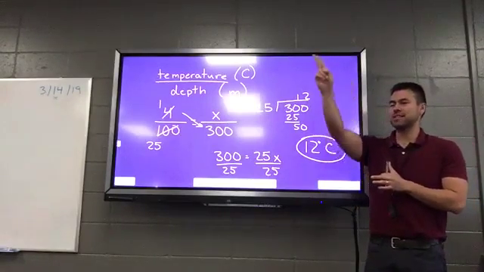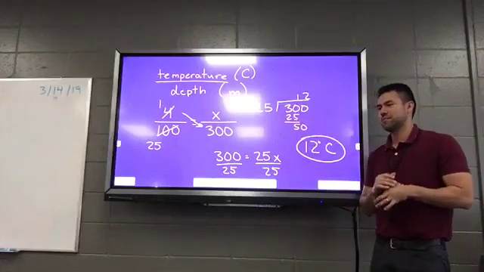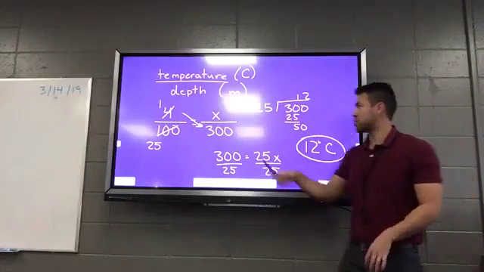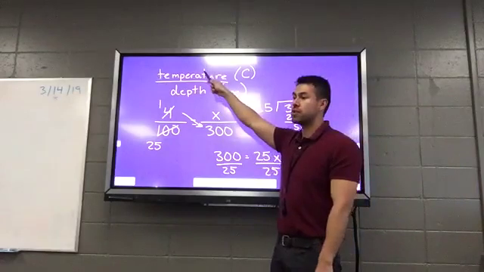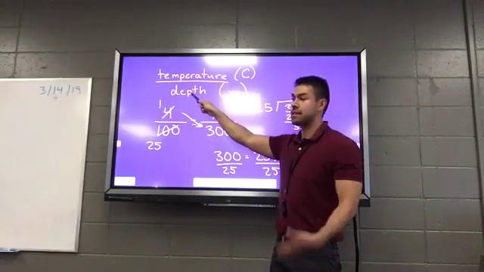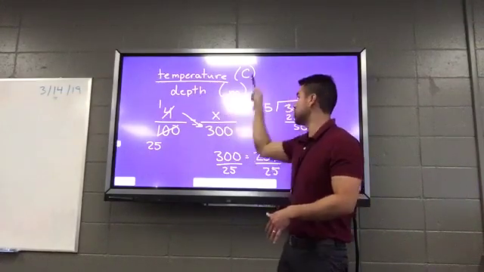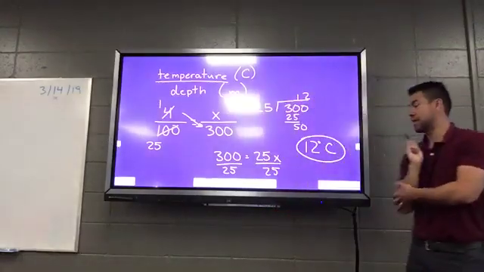Sorry, I see 2 hands. One of them's right here, Paul. How do you know what unit to use? That's a great question. What did they call the temperature? 4 degrees. And then what did they say? The depth was 100 meters. So you know you're talking about Celsius and meters. And that's how you know.